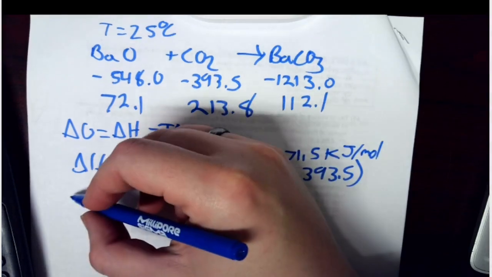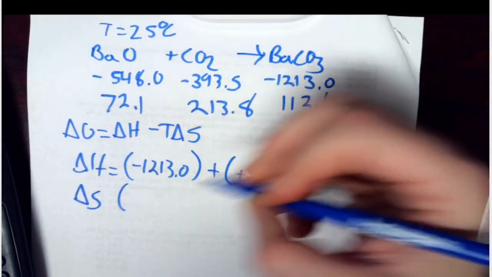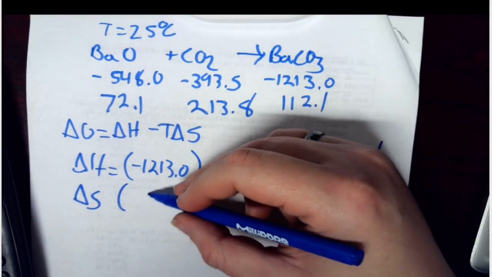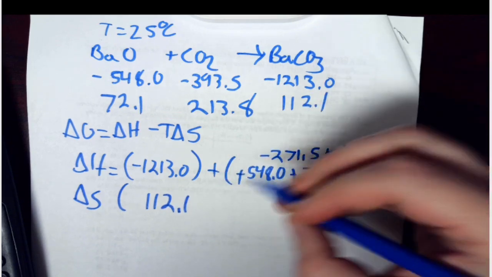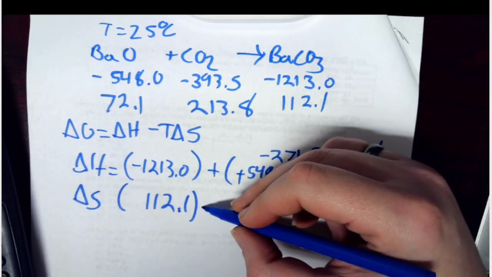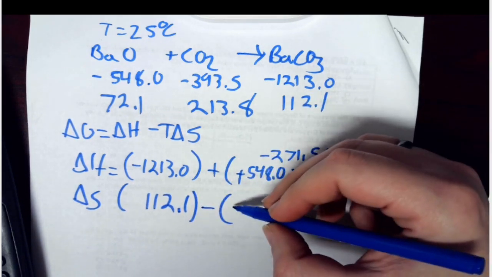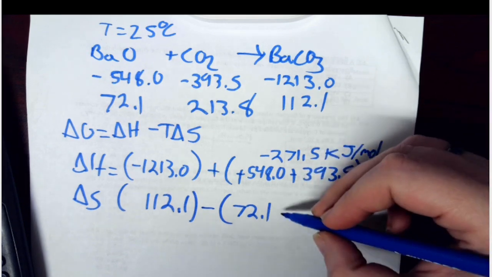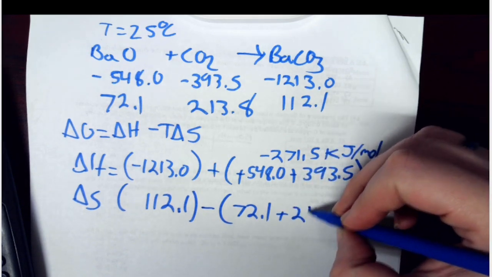Now let's look at our delta S. So we have 112.1 minus 72.1 and 213.8.